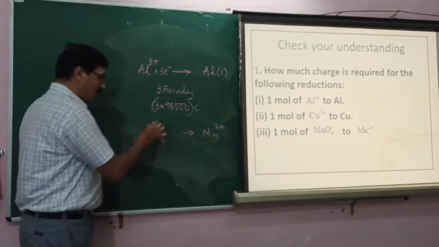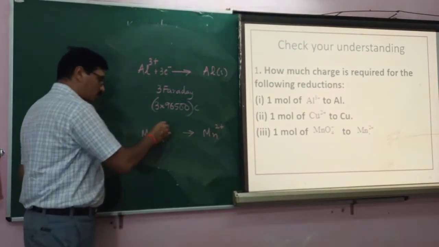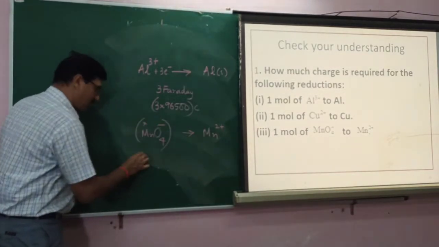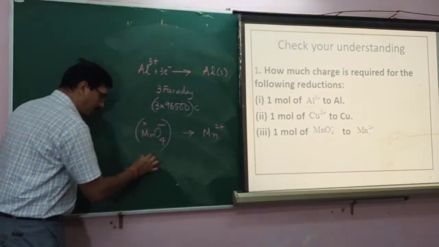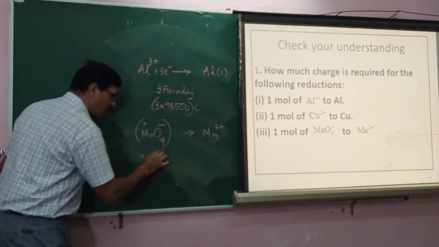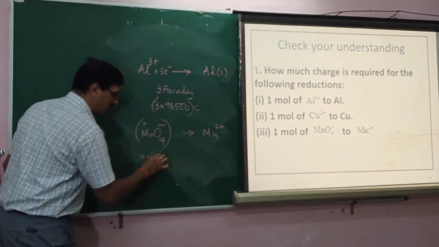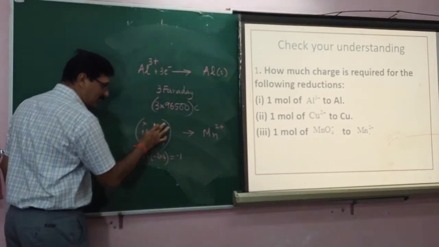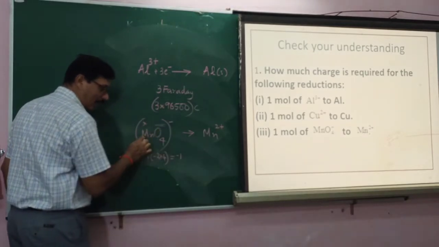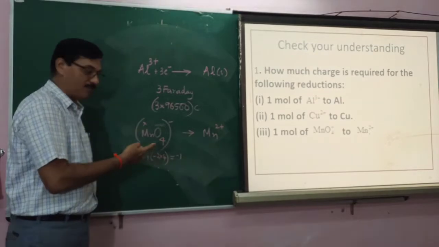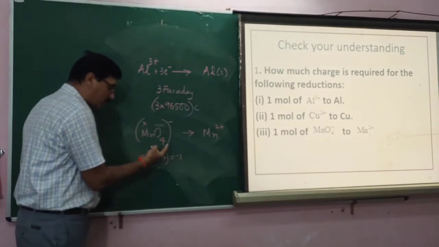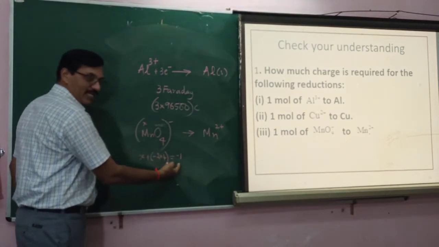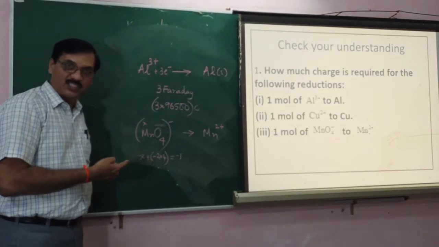Okay, this is a tricky question. Don't take this as a charge on Mn. You have to find out the oxidation state of Mn. Suppose it is X, plus minus 2 into 4, this is equal to minus 1. This is the charge present over the MnO4 ion, a polyatomic ion, whereas oxygen has a 2 minus charge. So the total charge should be minus 1. This is the way we calculate the oxidation state.